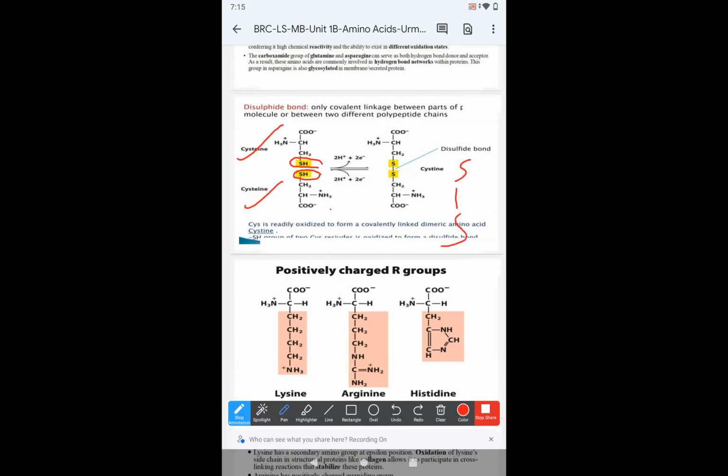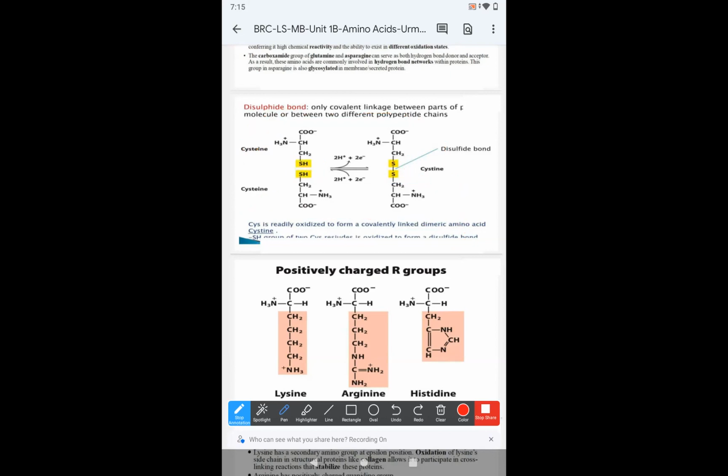Actually, this reaction is reversible. Once 2H plus ions are added to the disulfide bond, the bond is broken down to form the sulfhydryl groups. Sulfhydryl group, SH group.